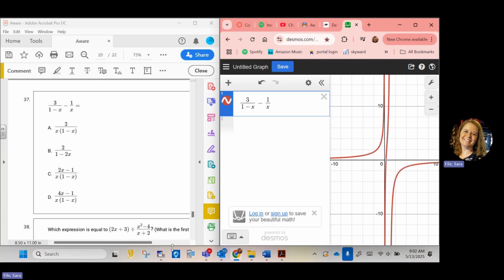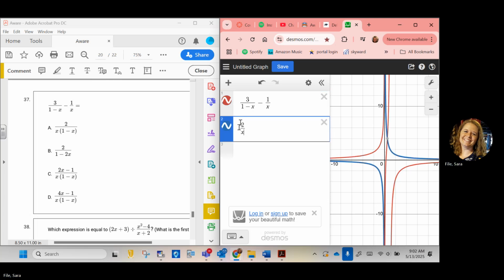And then you can type in the answer choices and see which one matches that. So if I type in the first answer choice, correctly, those are not the same. So it's not A. So then what if I change this?